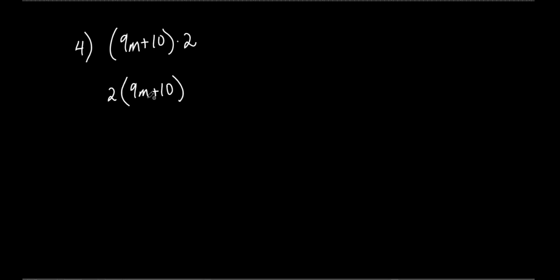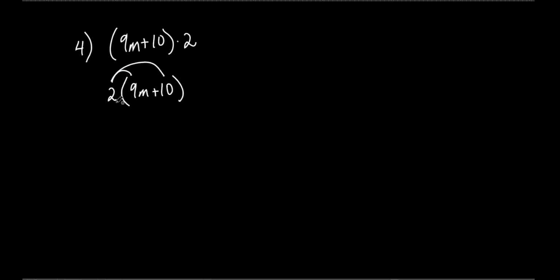So let's do this one now. Can you add up the 9m plus 10? Is that like 19m? No, it's not, because this doesn't have an m with it. So you can't add them up. They're not like terms. You've heard that before, haven't you? They're not like terms. So all you can do is distribute.